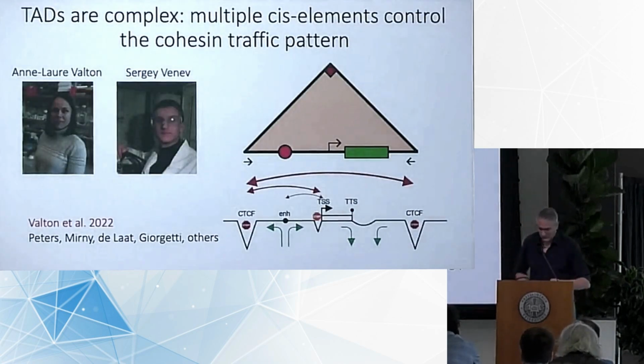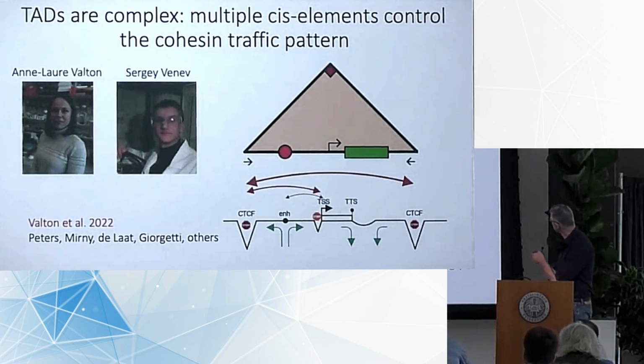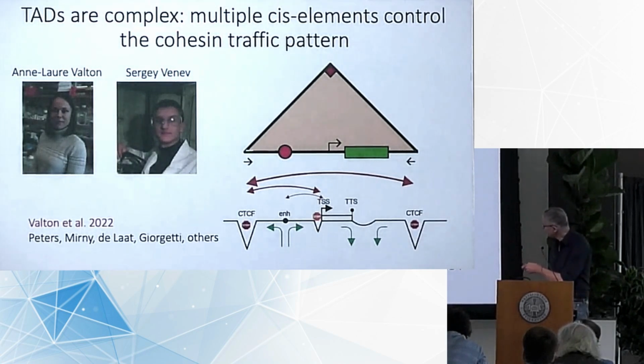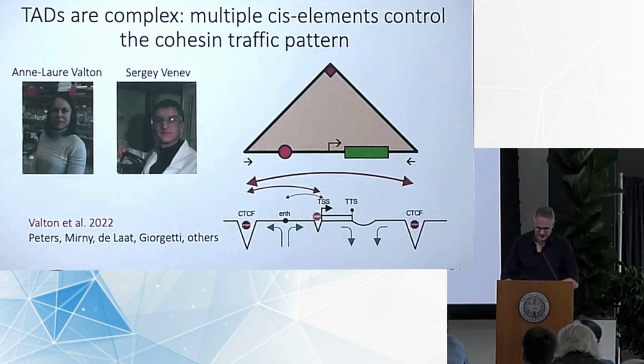So first is a story that was led by Anne-Laure Falton. She's now a group leader in Toulouse, and Sergey, a senior scientist in my group, who explored this simple idea of a topologically associated domain with random loading of cohesin blocked by CTCF sites and possibly bringing enhancers and genes together. I'll just summarize some work from us, but also some other groups, and I apologize again if I miss a few references here, because again, there are so many contributors to this field.